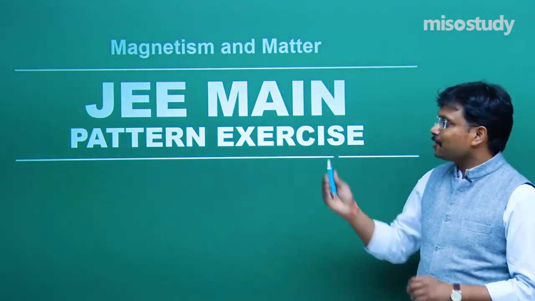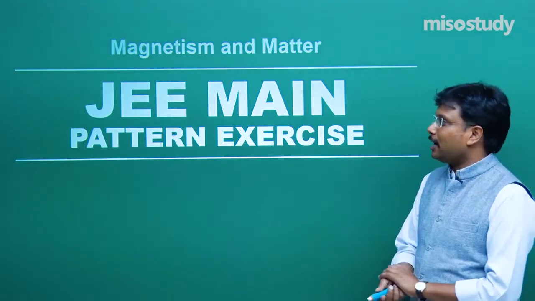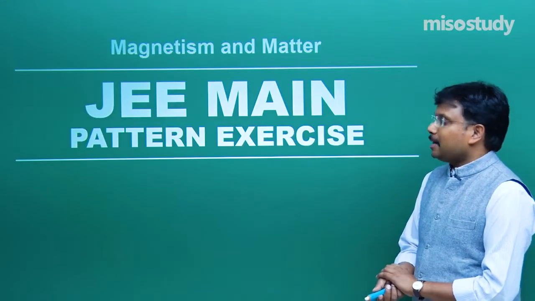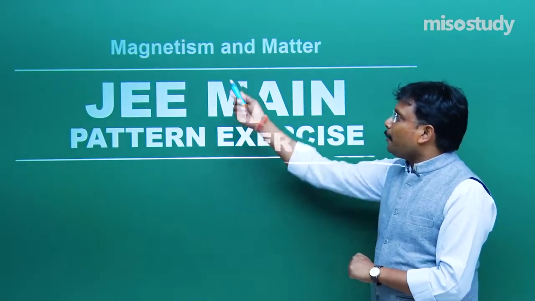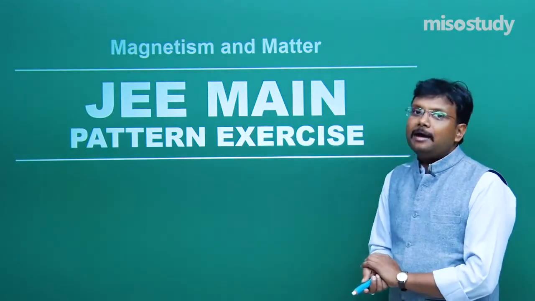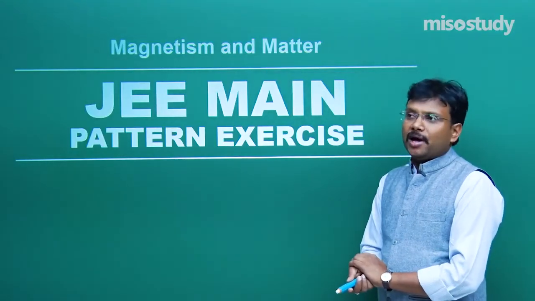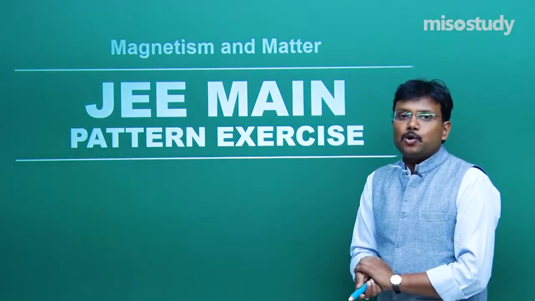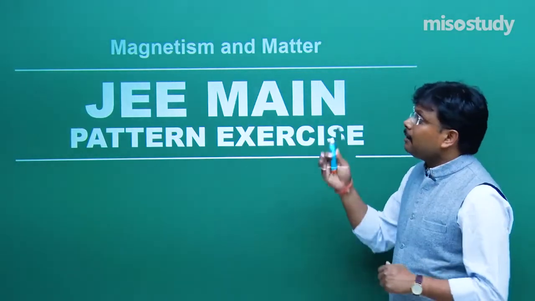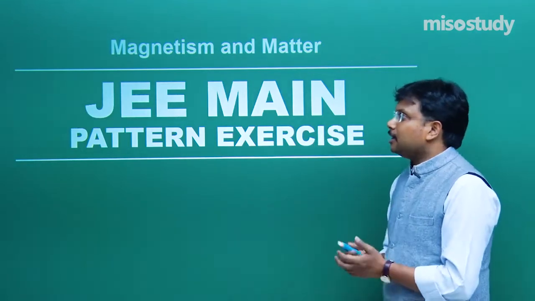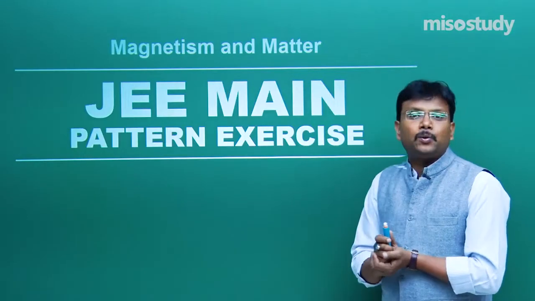Now, as it is clear to all of you what exactly we are going to discuss in today's video class, that is JEE main pattern questions. Exercise means questions, and the topic that I picked is magnetism and matter. In this particular chapter, we are supposed to learn Earth's magnetism, magnetic materials and other related topics. In general, students don't put a lot of focus on this particular chapter.